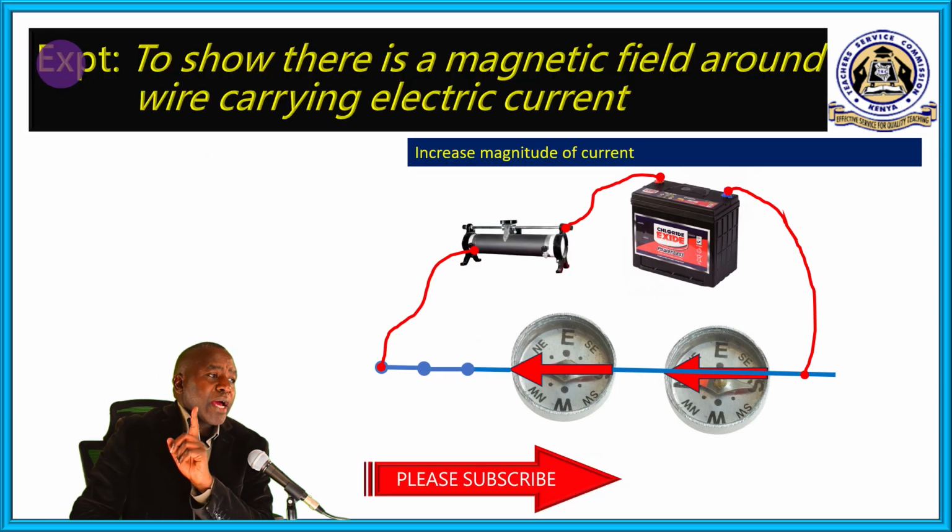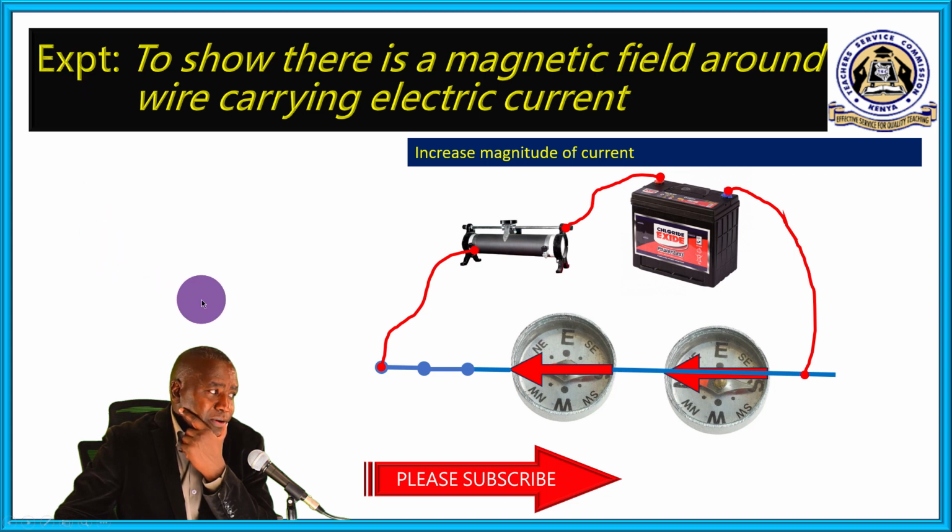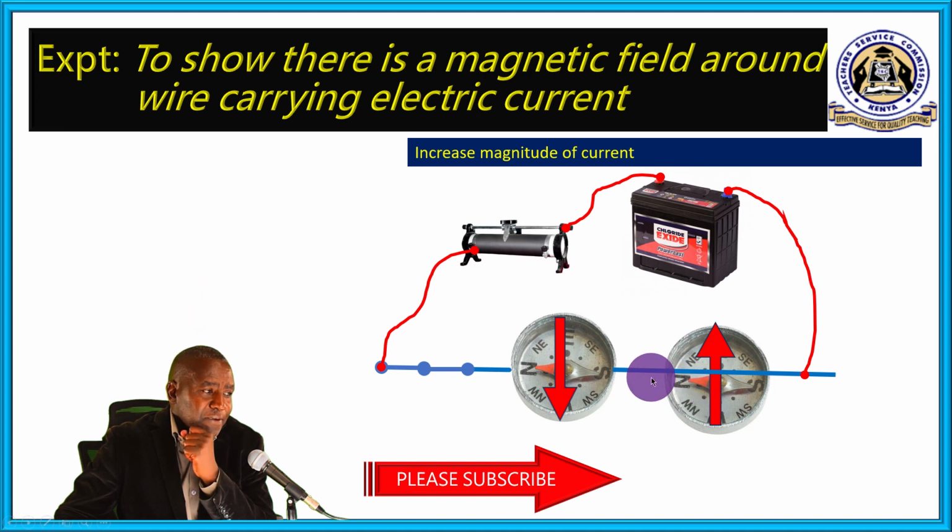This is where we were, and we are saying, now that we know that when we switch on the current, there is a magnetic field around this wire, and it is evident that this is so because the magnetic compasses deflect. And when we increase the current, that magnetic field becomes stronger. That is why there is more deflection.